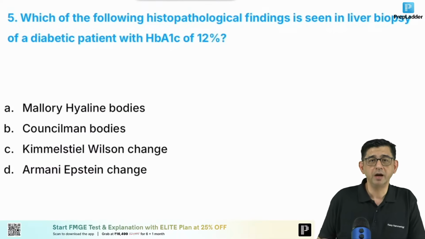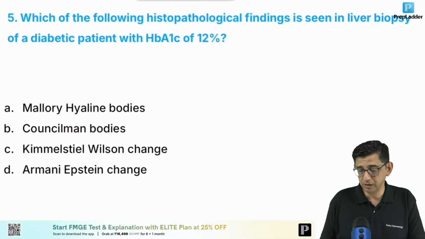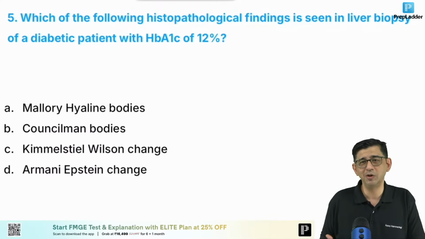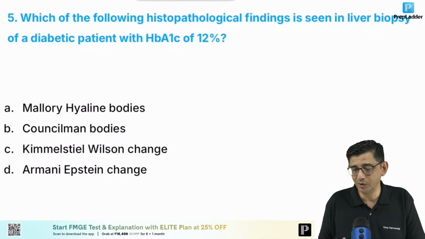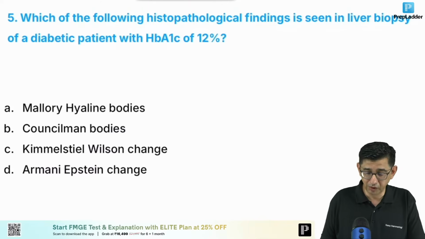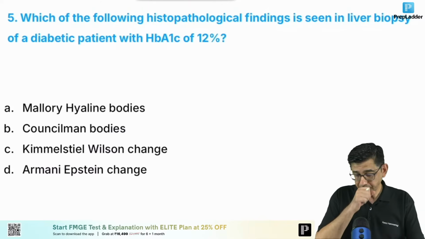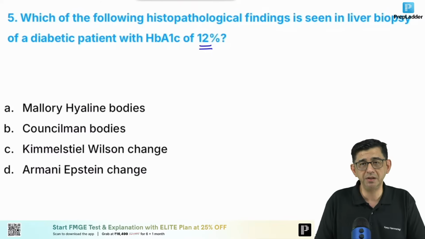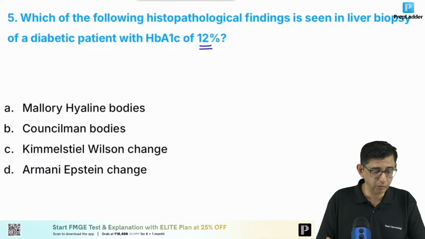Okay, coming to the next one: histopathological findings seen in a liver biopsy of a diabetic patient. Diabetes is so common in India, 11 to 12% of India is diabetic. So let's focus on the current question, guys. An HbA1c of 12% means that patient would require insulin management, and the question is, what is the histopathological finding that would be seen in this patient?